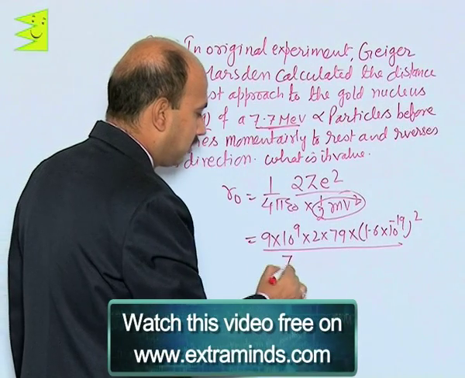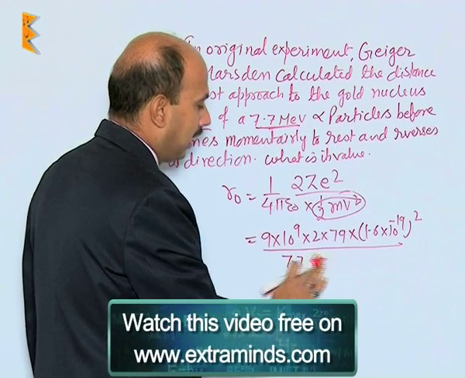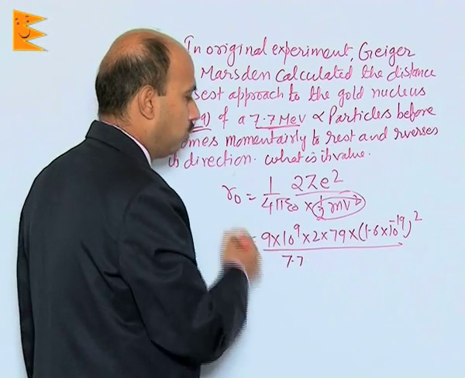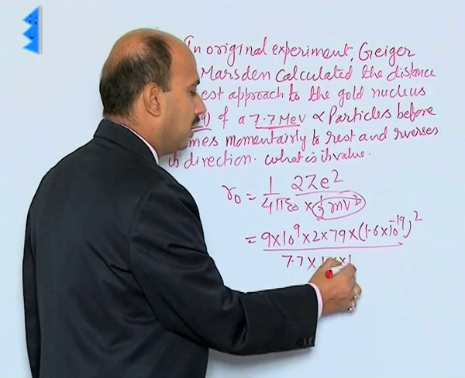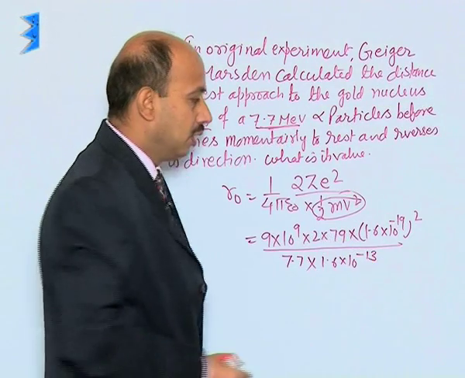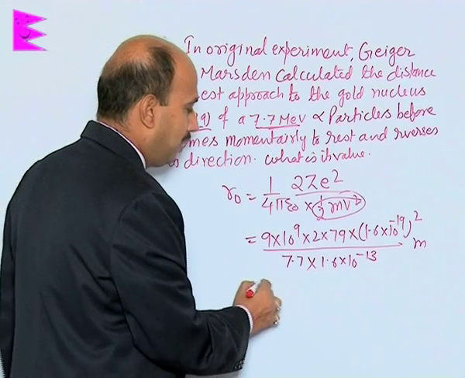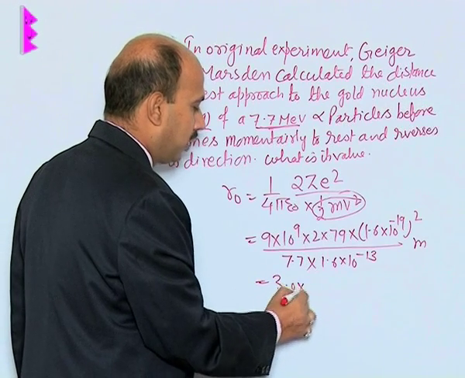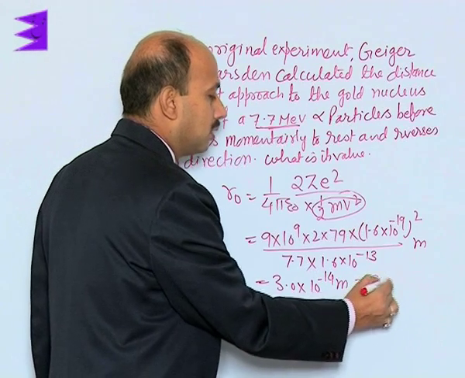So, we can write 7.7 into 10 raised to power 6, that is mega electron volt, we can convert it into joules. So, we can write 7.7 into 1.6 into 10 raised to power minus 13, and that will be coming in meter. When we solve this, we will be getting 3.0 into 10 raised to power minus 14 meter, that can be written as 30 Fermi.